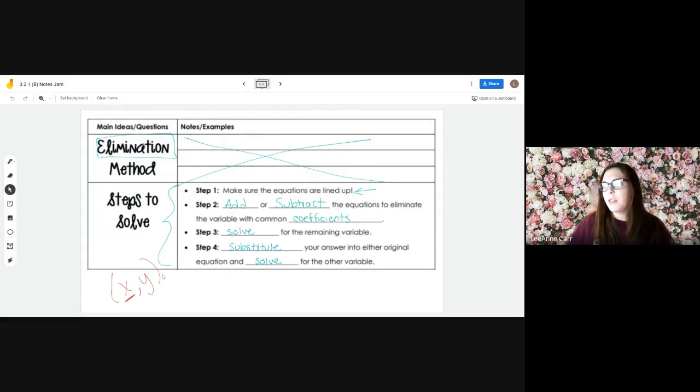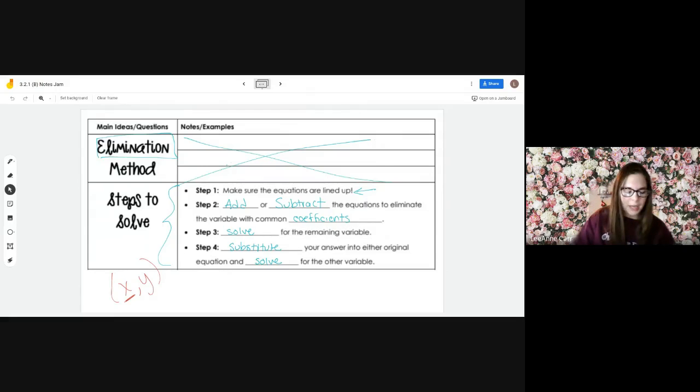But I want to point out our steps here. So this first step, make sure all the equations are lined up. I will show you what I mean by that in our first example. Then, depending on the problem, you're either going to add or subtract the variables. And it's really what makes sense in that problem. Then the idea is that we can then eliminate one of the variables with the common coefficient. Remember, a coefficient is just the number in front of a variable. And you're going to solve for the remaining variable.